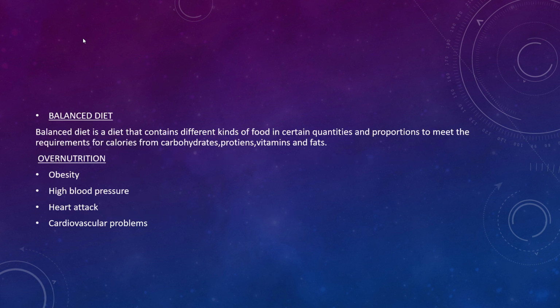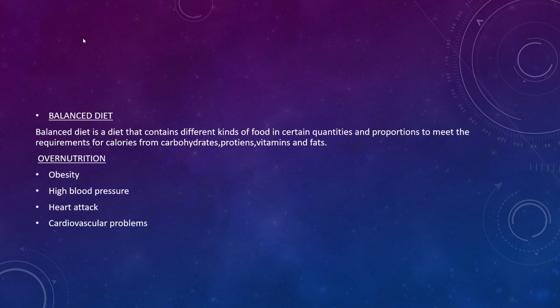For these two conditions, we need to have a balanced diet. So what is a balanced diet? Can you have any idea regarding a balanced diet? A balanced diet is nothing but a diet which includes all the essential things required for our body, which includes vitamins, minerals, carbohydrates, proteins, fats and all.